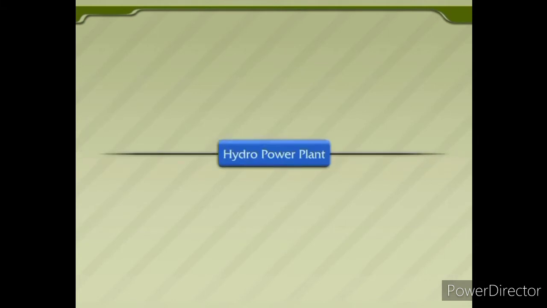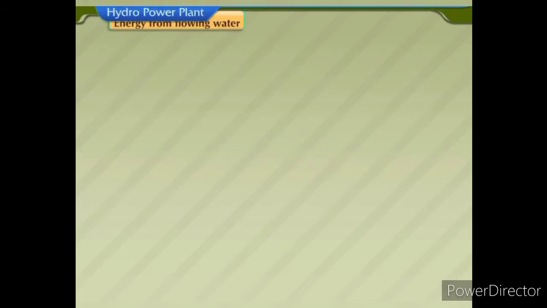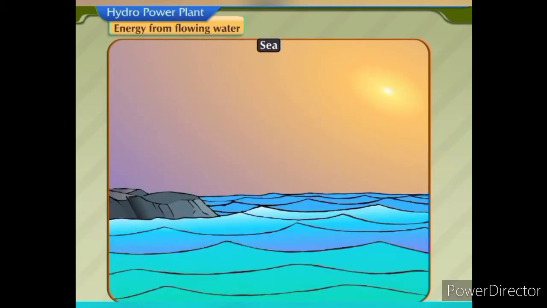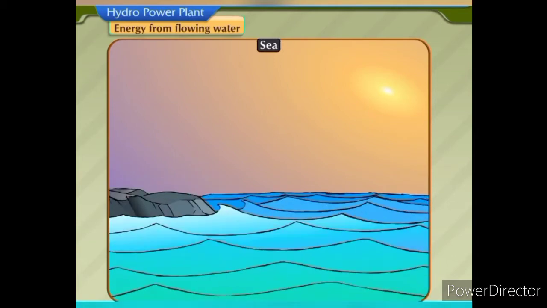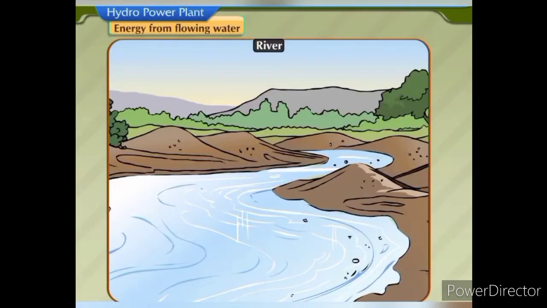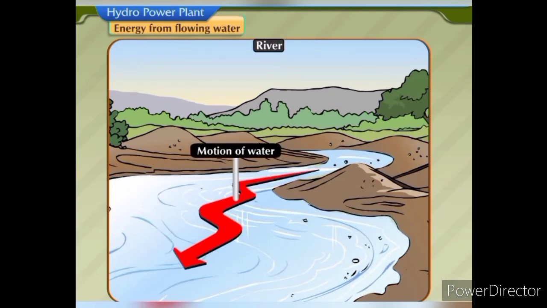Hydropower plant. Energy from flowing water. Water in seas and oceans has energy. What about water flowing through rivers? Do they possess any energy? Yes. Flowing water is also an important source of energy. Due to motion of water, it has kinetic energy. Therefore, the energy of flowing water can be used to do work.